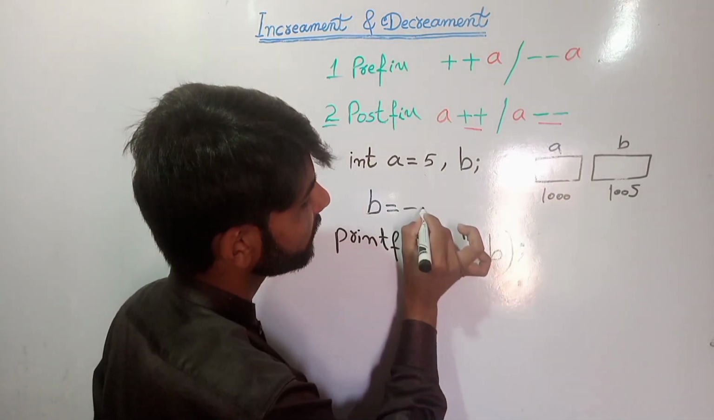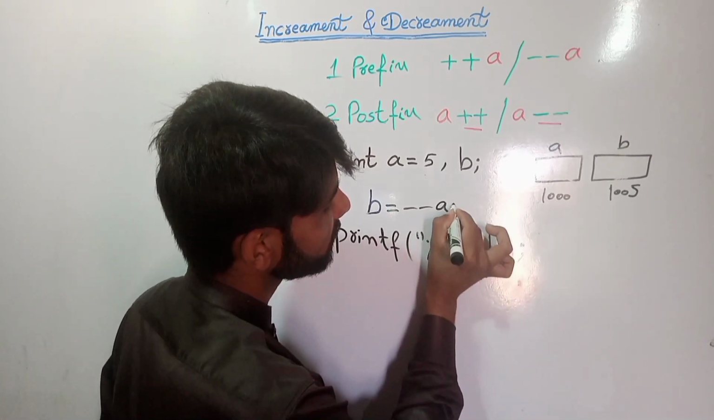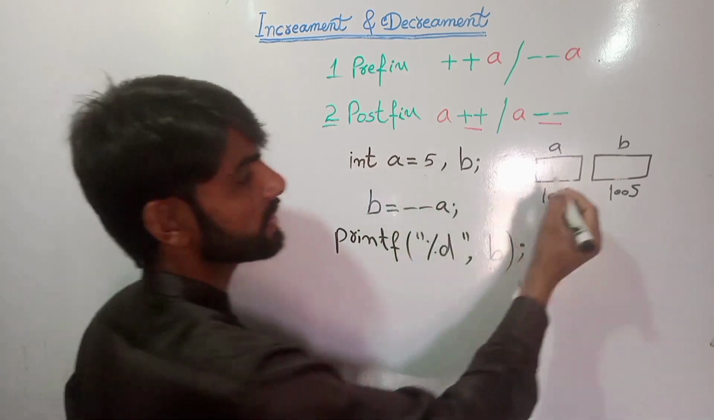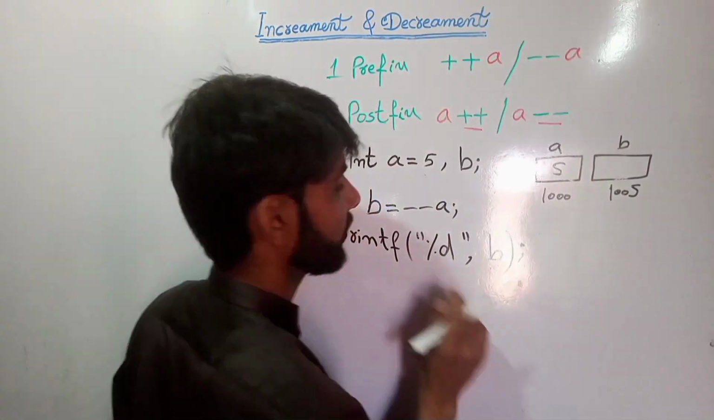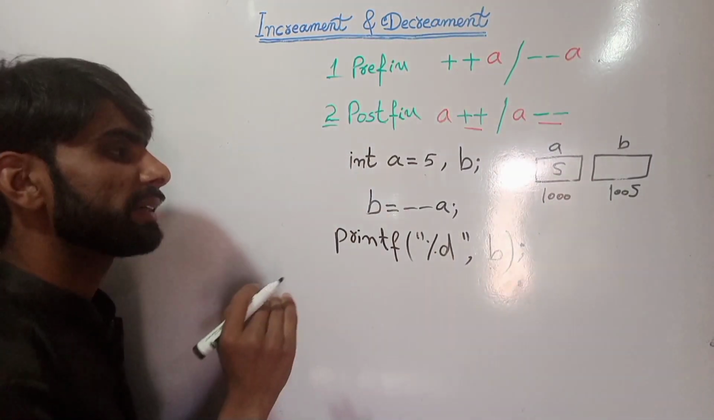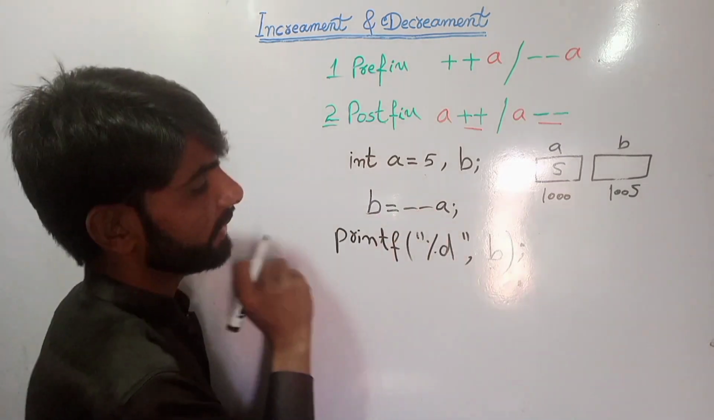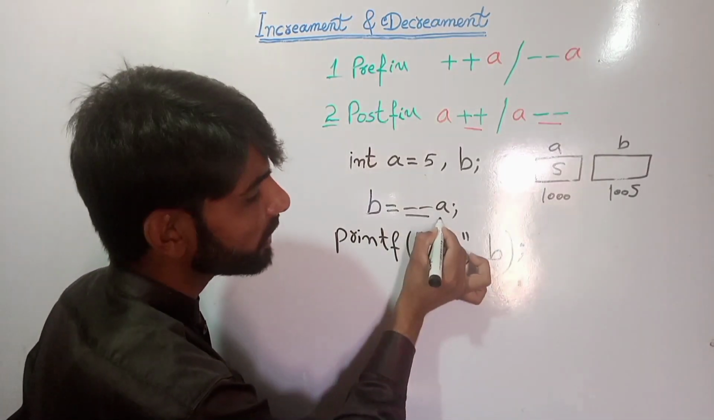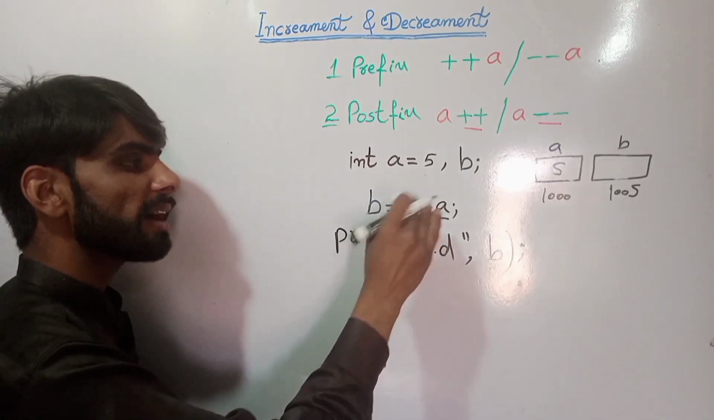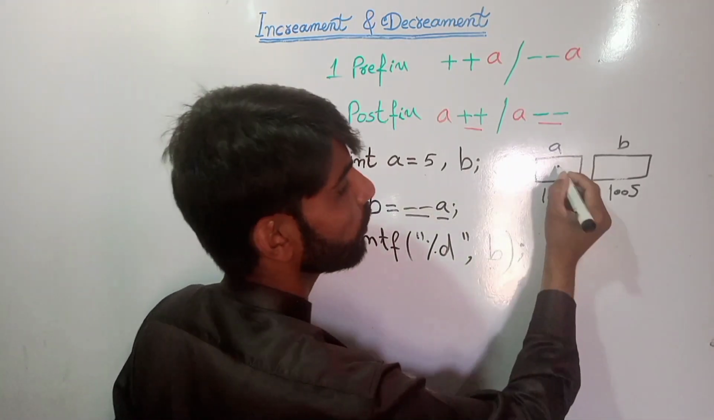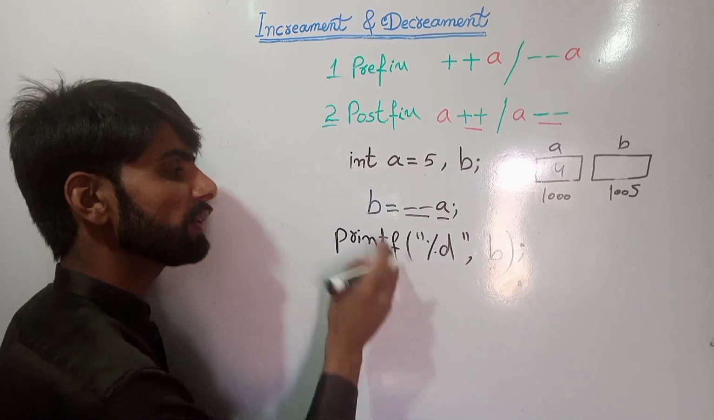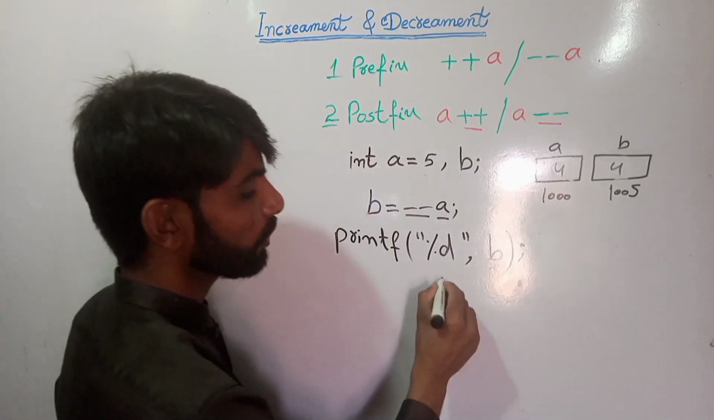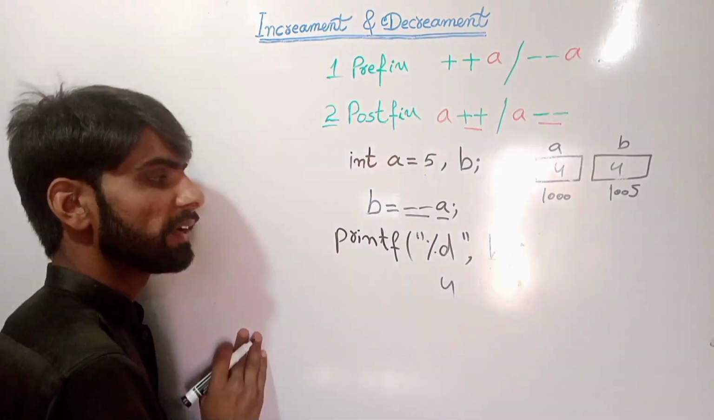If I write the decrement operator first and after it the variable, right? So this is initialized with the value 5, and we will decrease the value by 1. In this case, first the decrement operator and after it the variable, so first the value decreases to 4 and then the value will be assigned to this variable. 4 will be assigned to b and 4 will be printed on the screen, right?